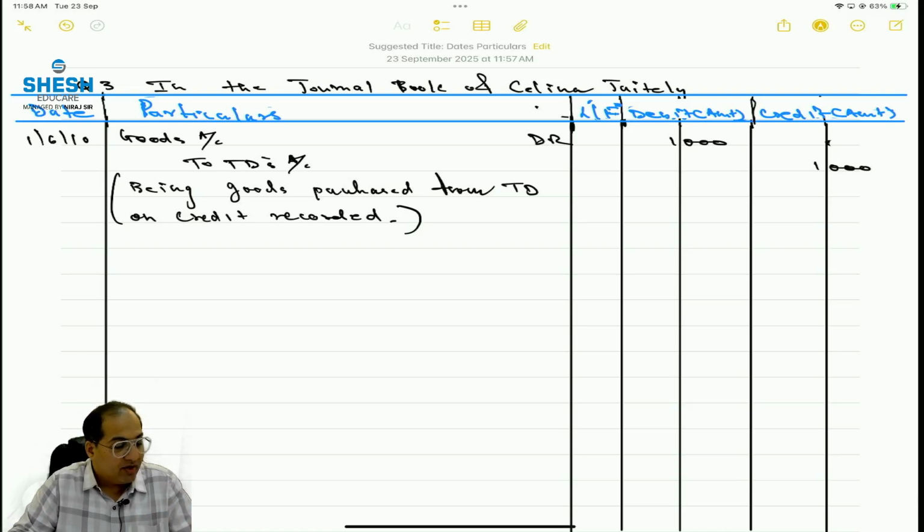Sold goods to Pandu. Again, the two accounts affected are goods account, real account, and Pandu's account, personal account. It is not given for cash, so this is also sold on credit. On which date? 2nd June. Who is the receiver? Pandu is the receiver.